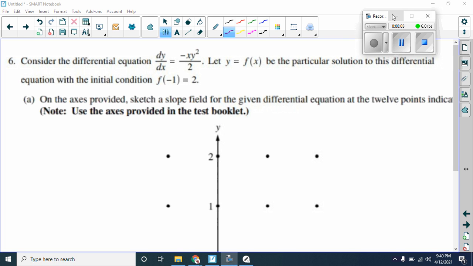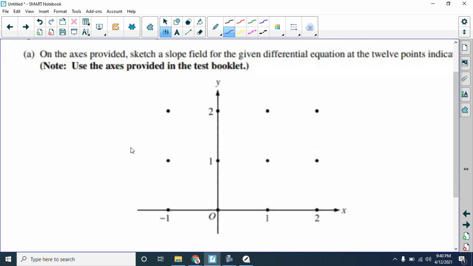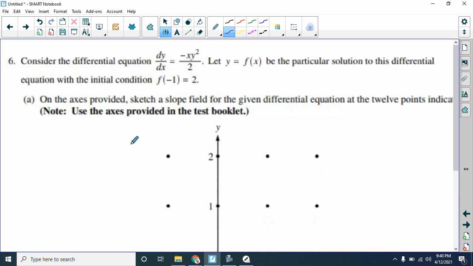AP problem number 6 on the Unit 6 study guide gives us a differential equation and tells us the initial condition, f of -1 equals 2. Part A wants us to sketch the slope field. We've done lots of these. I'm going to talk through a couple points and then show you the answer.